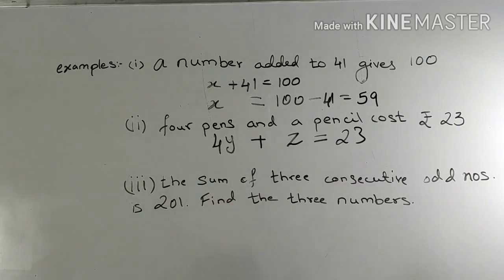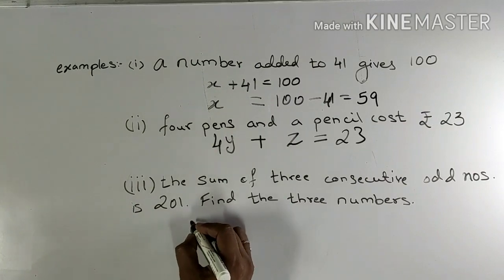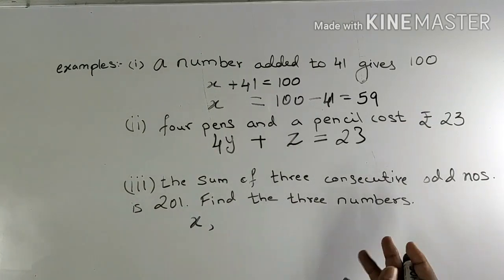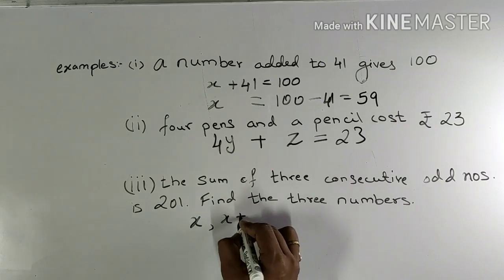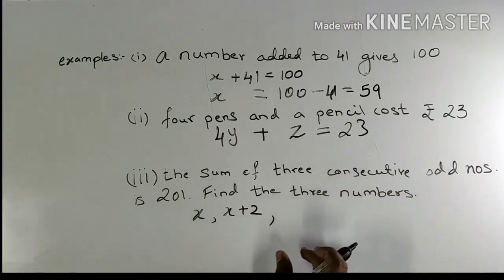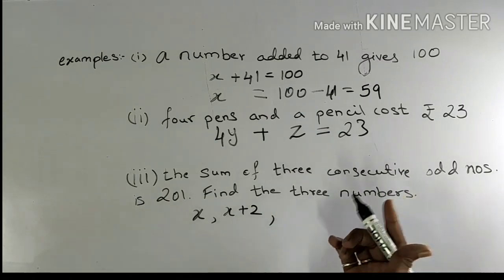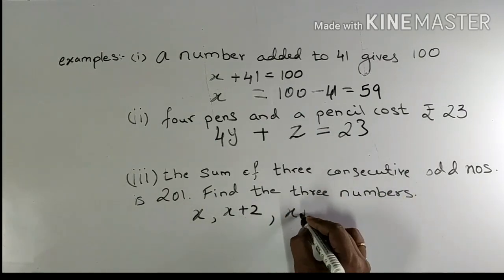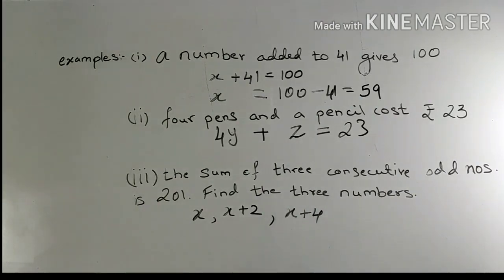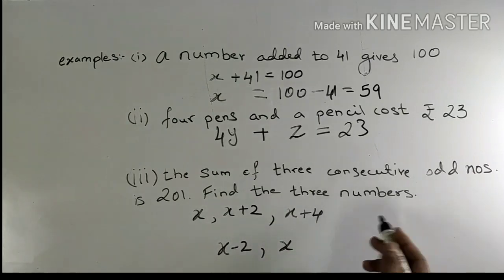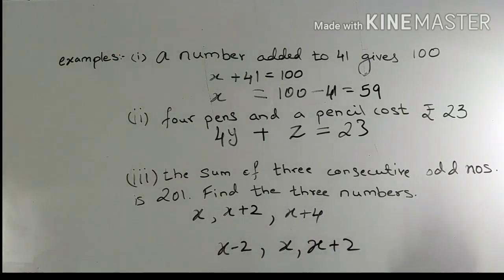Find the three numbers. So let the consecutive odd numbers be x. Next odd number will be x plus 2. After that, one more 2 to get the next consecutive odd number, so x plus 2 plus 2 is x plus 4. Or there is one more way to assume the three consecutive unknown odd numbers: let the middle number be x. So the previous number will be x minus 2 and afterwards the next number will be x plus 2. You can assume like this also or this also. So let's move ahead with this.